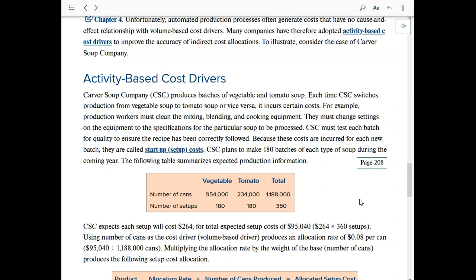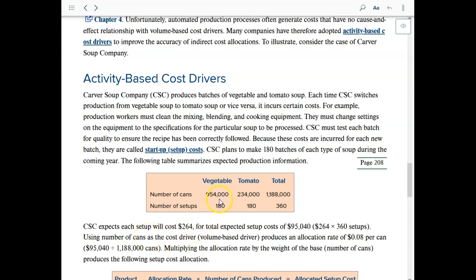Now, they run various batches here. So they'll set one batch up to produce so many cans of vegetable soup. They'll stop it. They will clean the tanks and get everything set up to now make tomato soup. When you're setting up for the new batch, a new different kind of product, you're going to incur setup cost. Okay, and so when we look at this, they expect that it will cost them $264 every time they have a new setup.